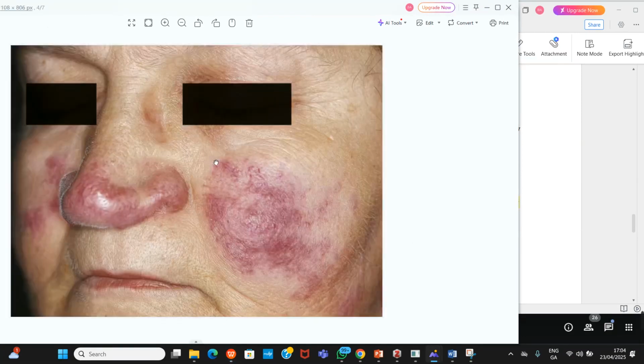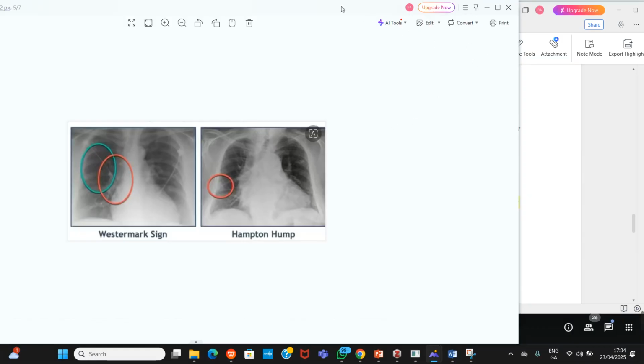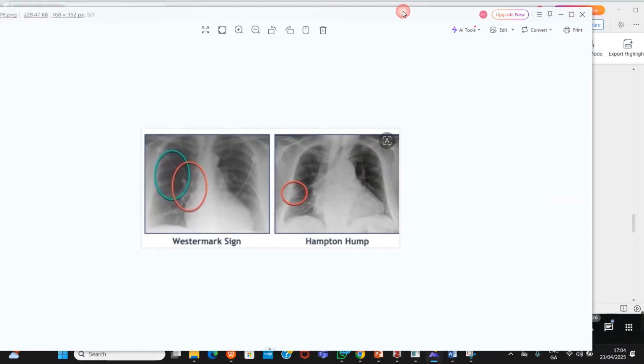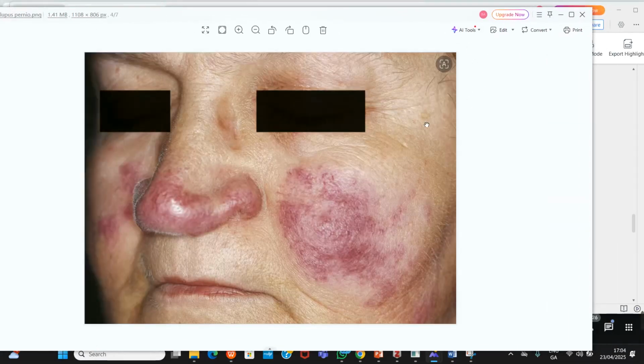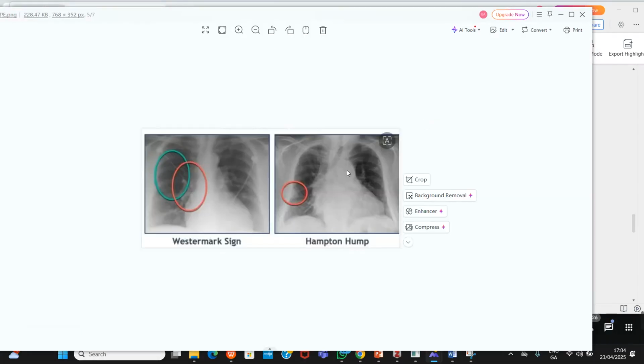And if you do a chest X-ray, it could be normal. Most of the time, it will be normal, but they can have atelectasis, pleural effusion, particularly exudative pleural effusion. They can have Hampton hump, which is a wedge-shaped infarct, and Westermarck sign, which is collapse of the lungs. A lot of signs, you see.